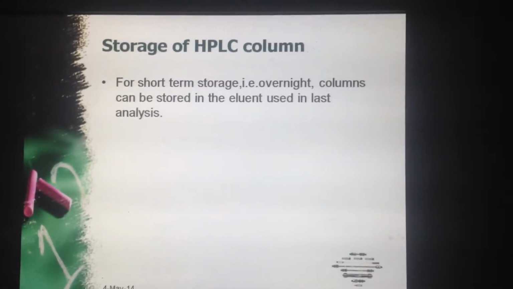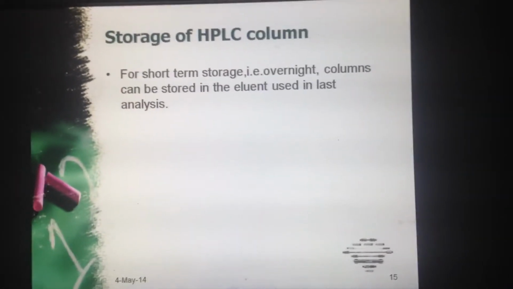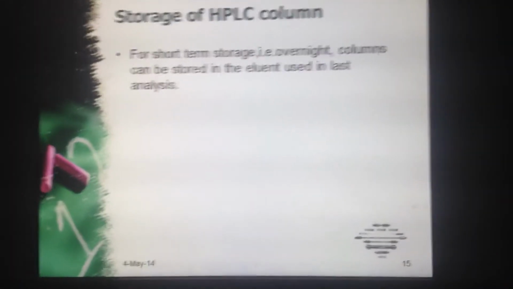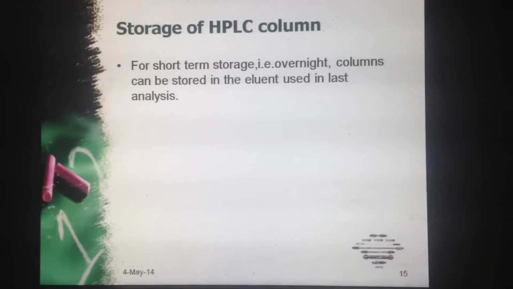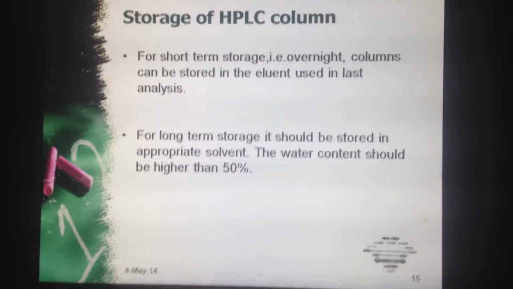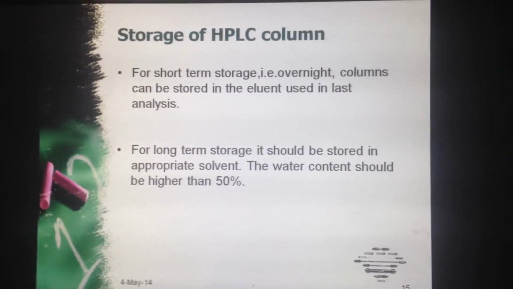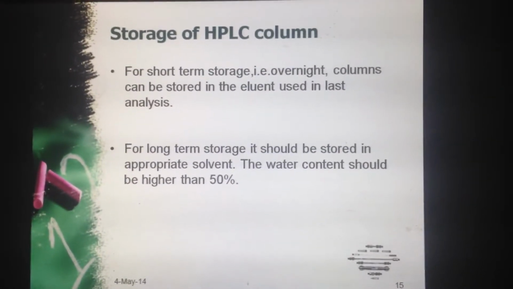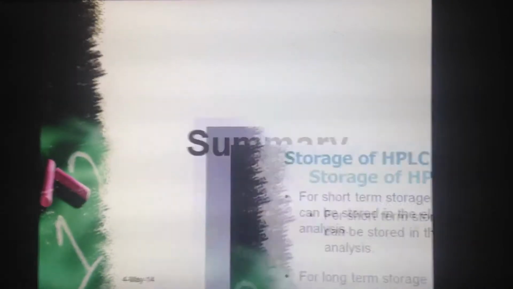Now what are the storage of HPLC column? First is there are two types. First is for short term storage. For short term storage, that is overnight, columns can be stored in the eluent used in last analysis. And for long term storage, it should be stored in appropriate solvent. The water content should be higher than 50%.